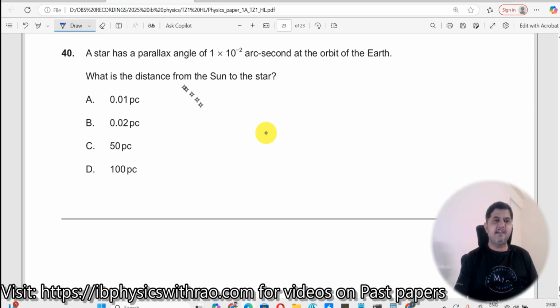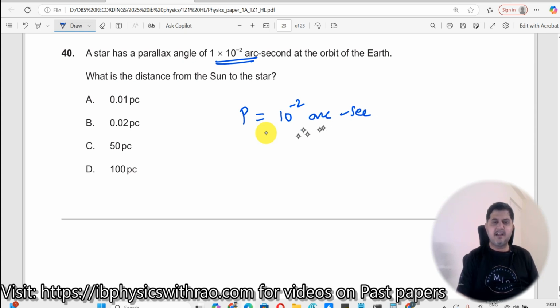Question number 40. A star has a parallax angle of 10 power minus 2 arc second at the orbit of the Earth. What is the distance of the Sun to the star? Now, what is it that we do? Whenever we get a parallax angle in arc seconds, we represent it as 10 power minus 2 arc second.